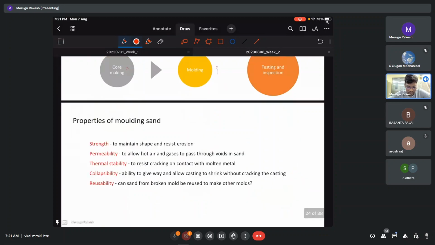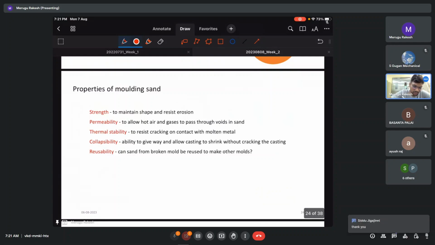Okay. So then we are going to the properties of the sand. You also know we need strength, permeability, thermal stability, collapsibility, and reusability. And this reusability will be limited. We cannot always reuse it. Once the mold is made, you have to break it. Then the broken molds will be crushed into fine sand, then reused again. While crushing, small grains are formed. This is not good in terms of permeability, and there is a chance it will actually enter the casting as well. So after some time we'll throw out the sand. So it should have good reusability. It should not form small grains of sand.